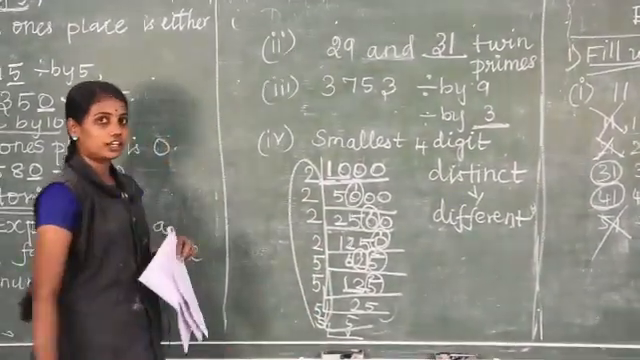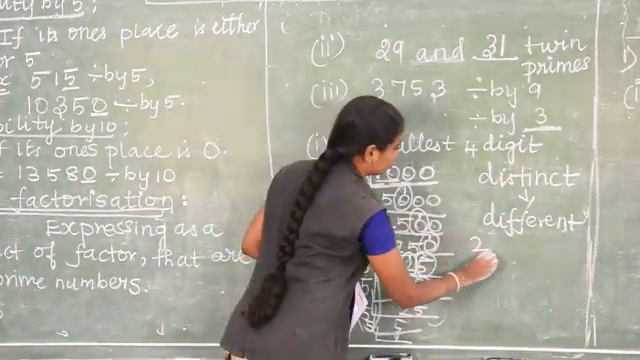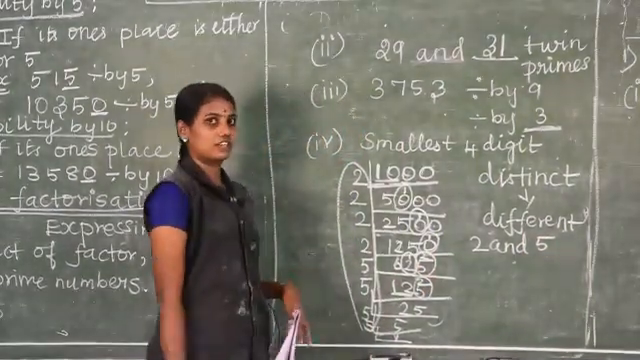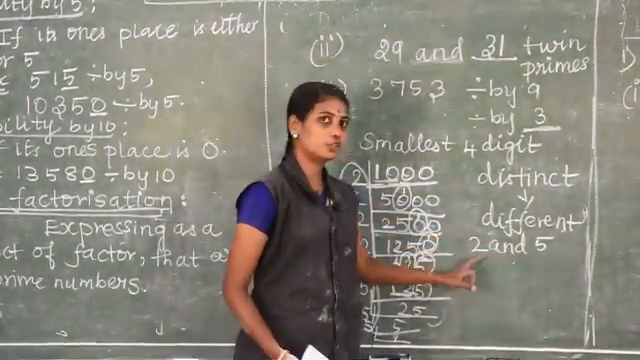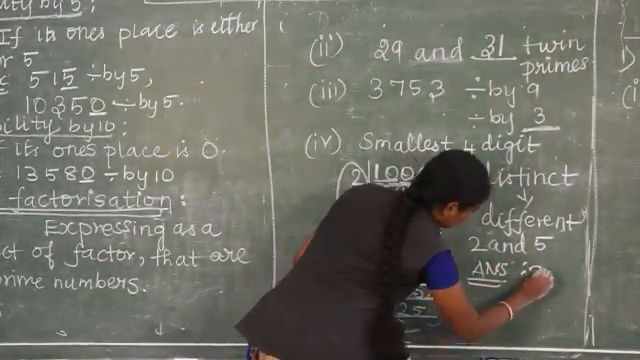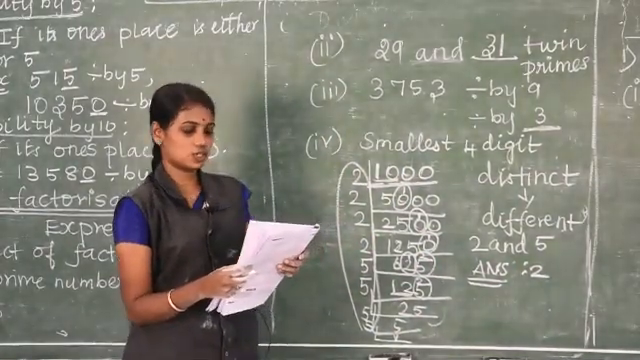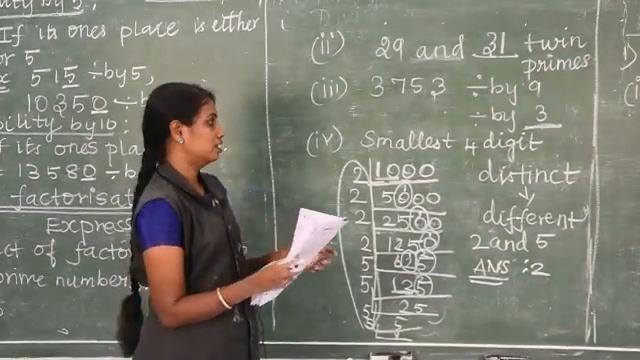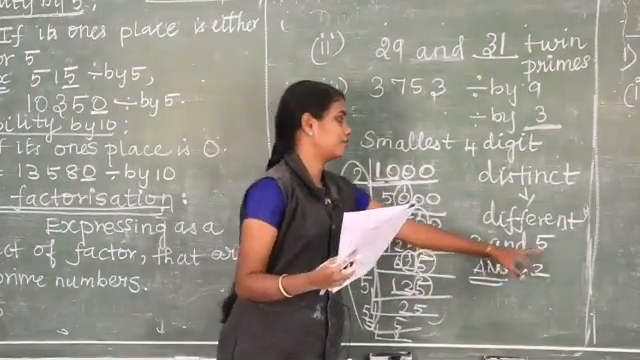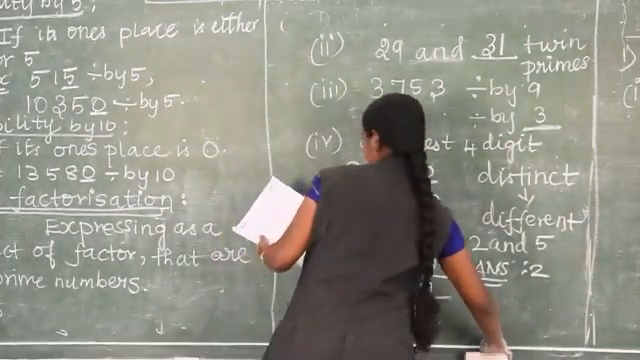These are the product of factors, the different factors. What are the different factors? 2 and 5. So how many factors are there? 2. So the answer is 2. Answer is 2. Okay, clear? So the number of distinct prime factors of the smallest 4-digit number: the different prime factors are 2 and 5 only, which are repeated. So how many factors are there? 2 factors.